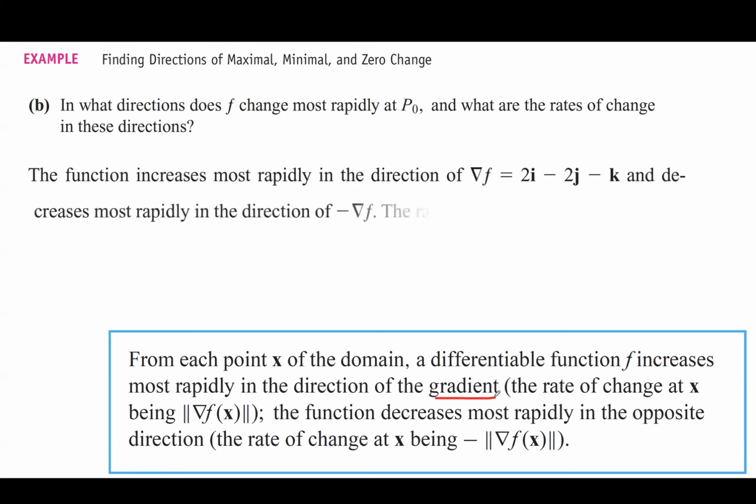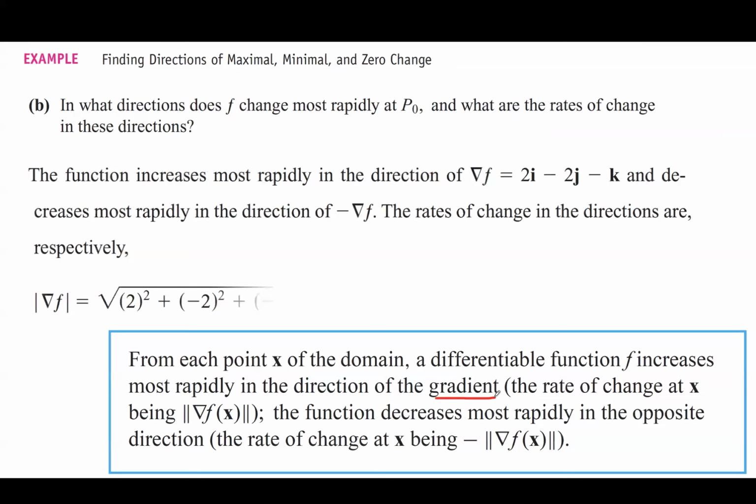And the function decreases most rapidly in the opposite direction. So basically, you can find the magnitude of the gradient to be the square root of 2 squared plus -2 squared plus -1 squared, which is the square root of 9, or 3. And the magnitude of the gradient in the opposite direction is -3.